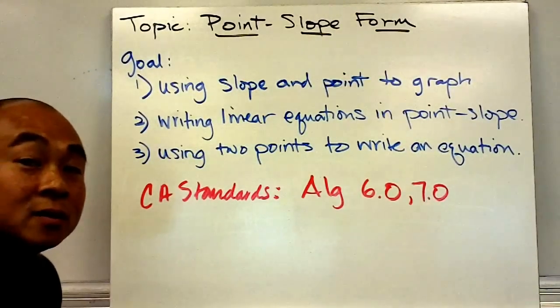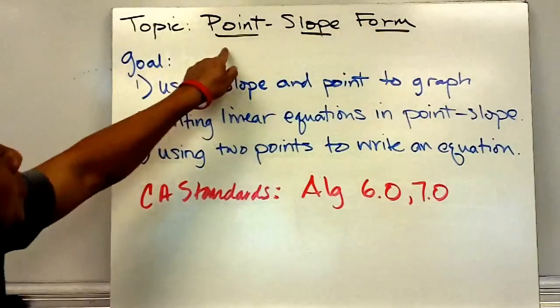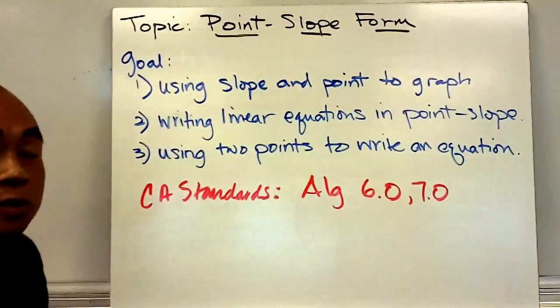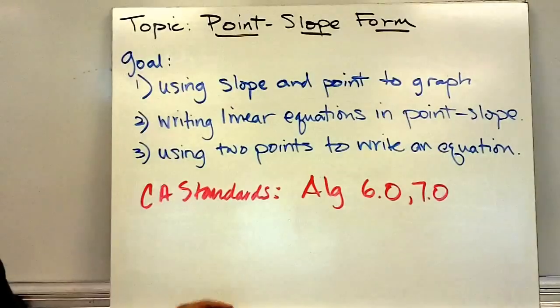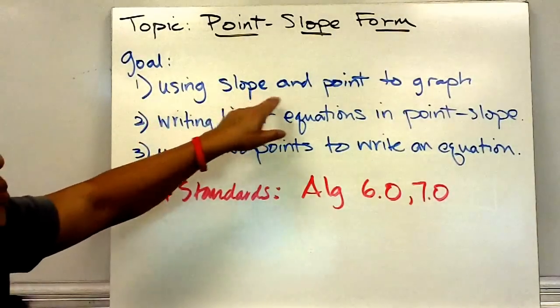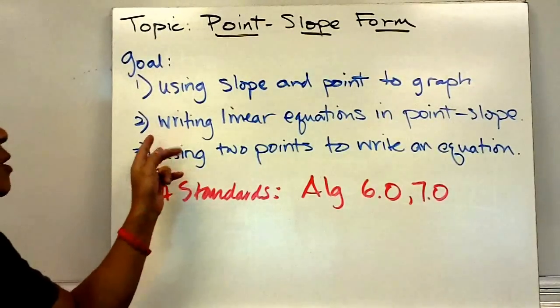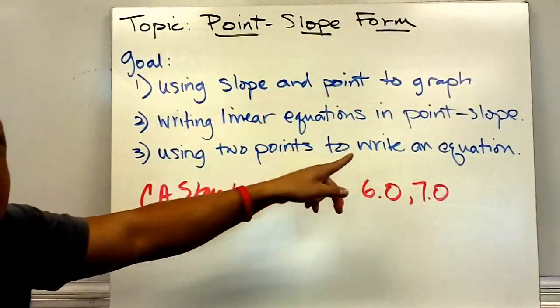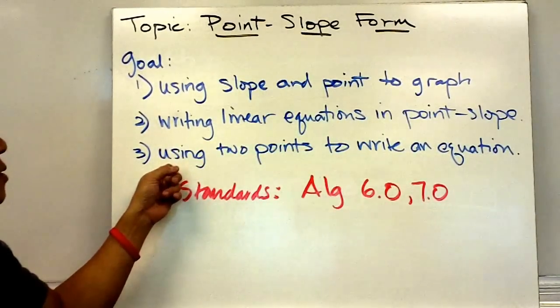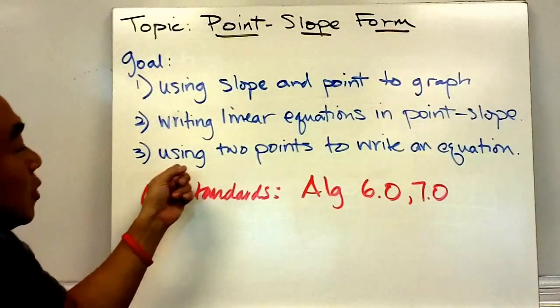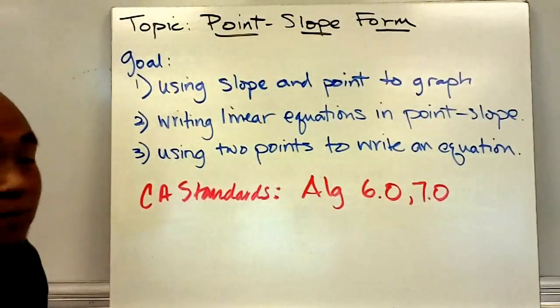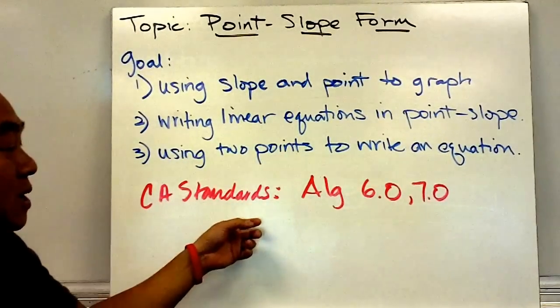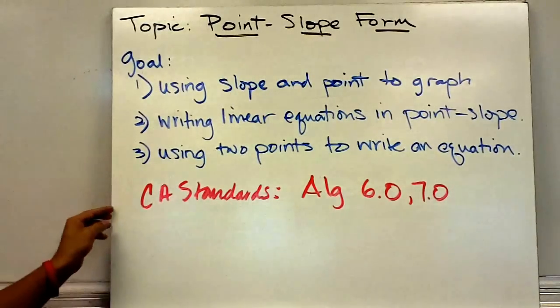Mr. Cole here, and today's topic is point-slope form. Our goal for today is, we have three of them. We're going to use slope and point to graph. Our second goal is we're going to write linear equations in point-slope format. And then our third goal is we're going to have 2 points that we're going to use to write an equation. And for today, our California standards are Algebra 6.0 and 7.0.